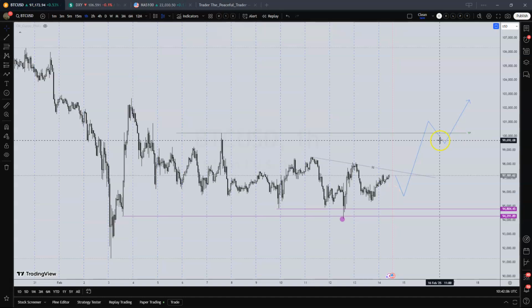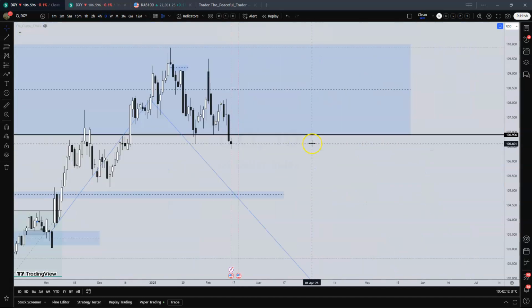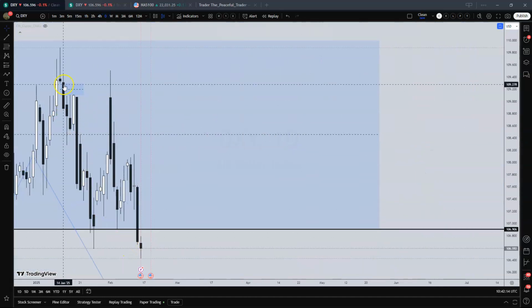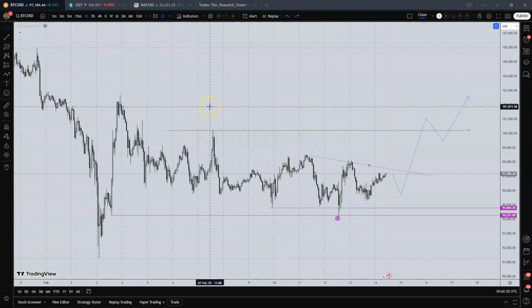And that also fits in with the bullish Bitcoin, which is priced in dollars, fits in with the bearishness of the dollar. So if you have a look at the dollar, you can see we have bearishness on the dollar, creating lower highs and lower lows right now. Okay, so that's the analysis for today.